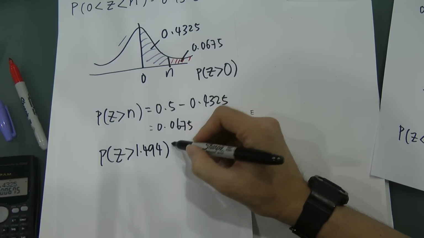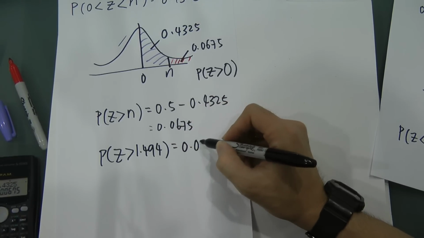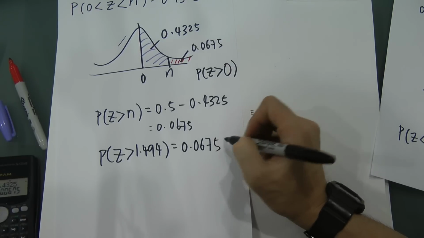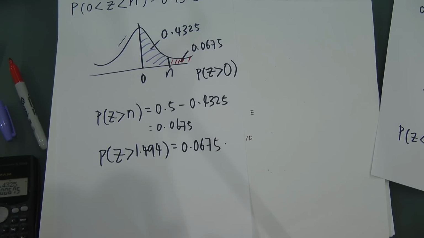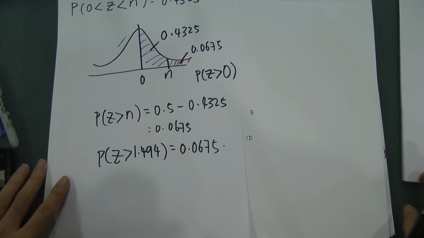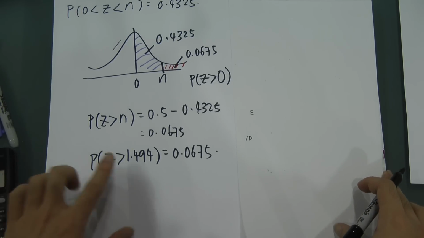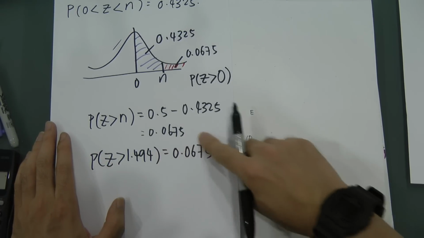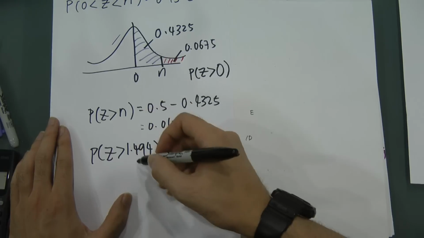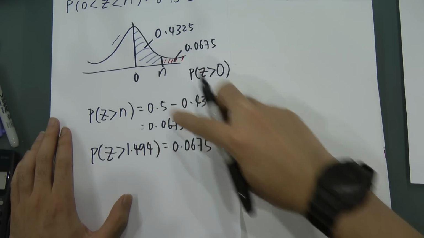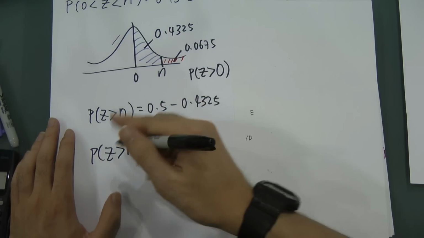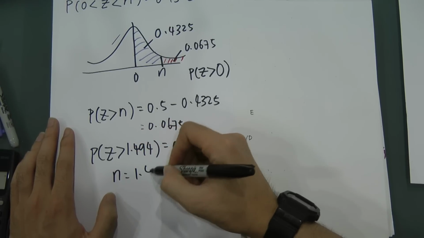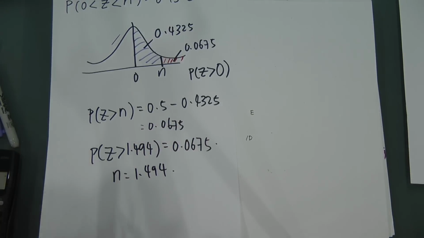1.494, then you will get 0.0675. Okay, this one you can practice yourself with the table. I think most of the students have that table. That means with z, when z is bigger than this value, I can get this value. Therefore, this is n. If you compare these two, because both of them will get the same value, therefore n is equal to 1.494. Okay, got it?